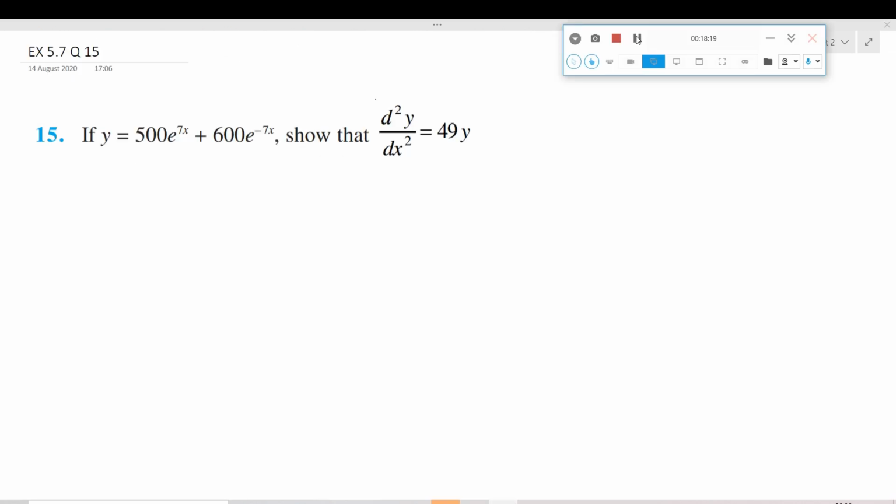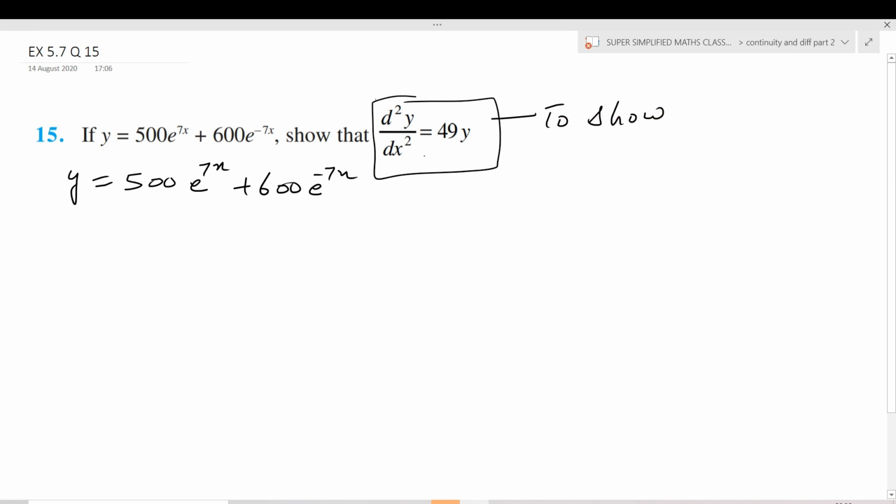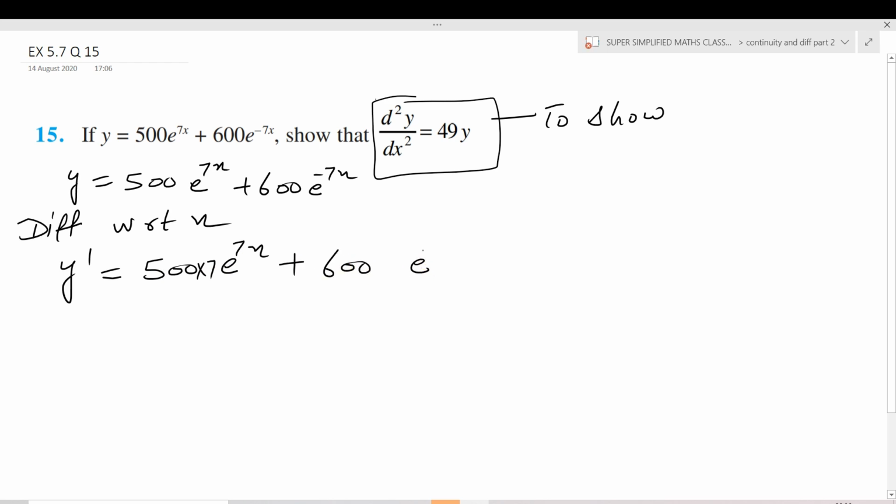Now let us move to question number 15. You are given that y is equal to 500 e raised to the power 7x plus 600 e minus 7x, and you have to show that d2y by dx2 is equal to 49y. Now differentiating both sides with respect to x, we get y dash is equal to, now 500 is a constant and derivative of e7x is e7x into 7. Similarly, 600 is a constant and derivative of e minus 7x is e minus 7x into minus 7.